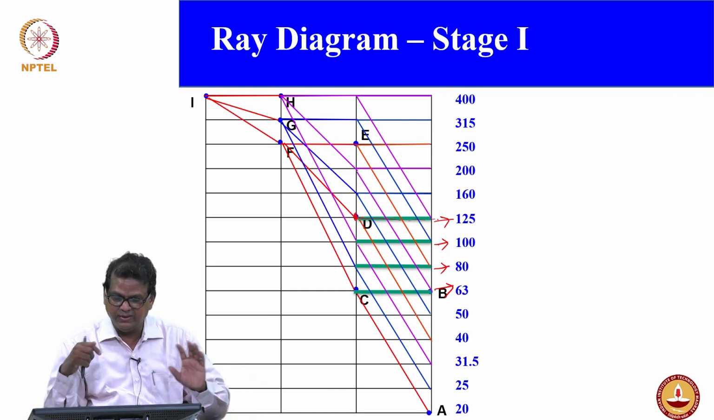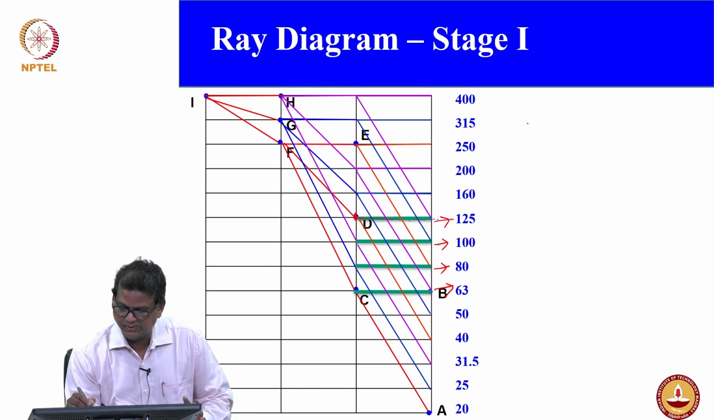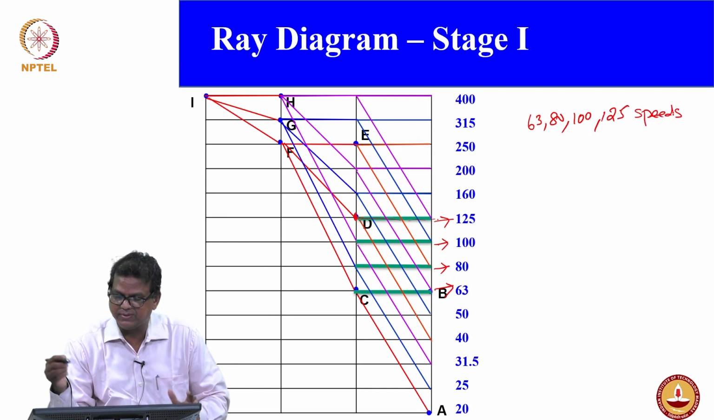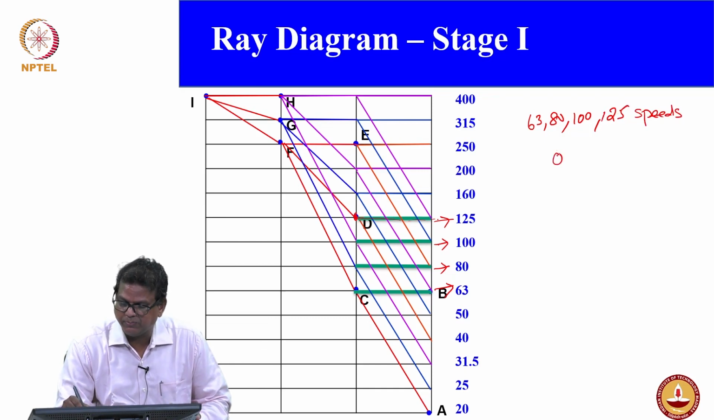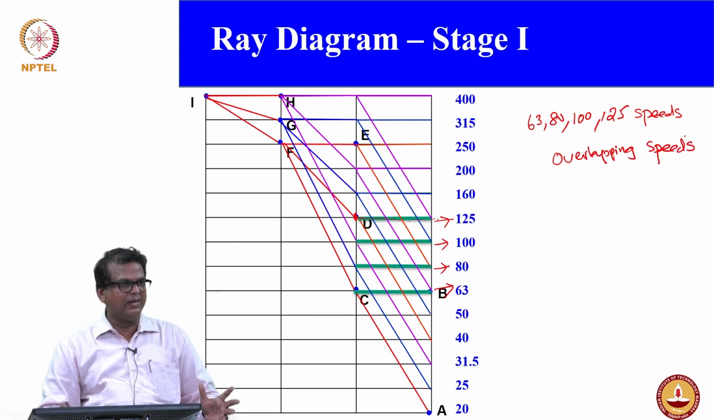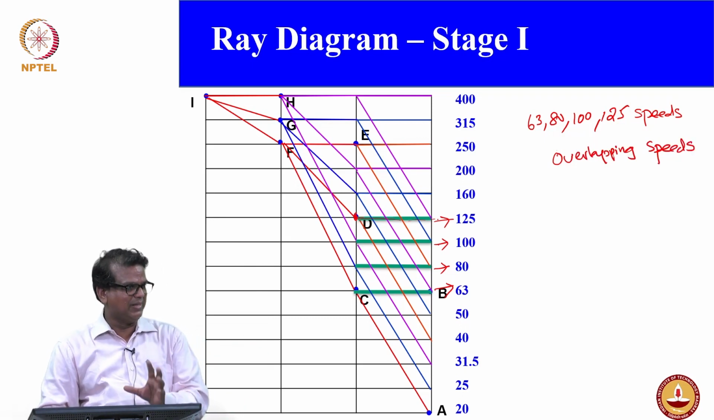That is the reason these 63, 80, 100, 125 RPM speeds are called, again I am emphasizing, overlapping speeds, because they are overlapping with the regular speeds. So is it clear now how to do a non-regular gearbox? It's very clear, right? What is happening?